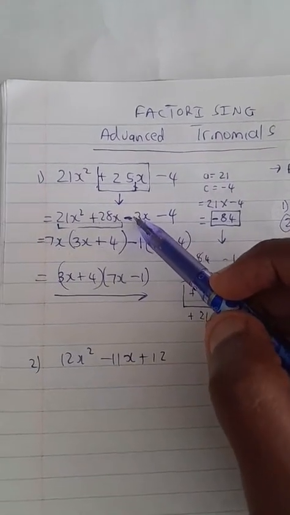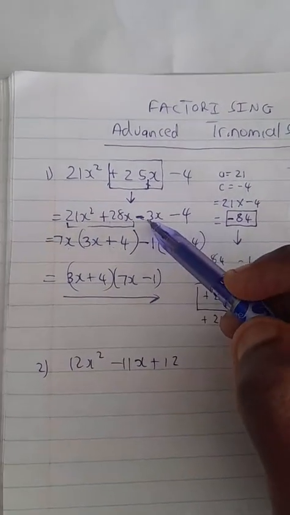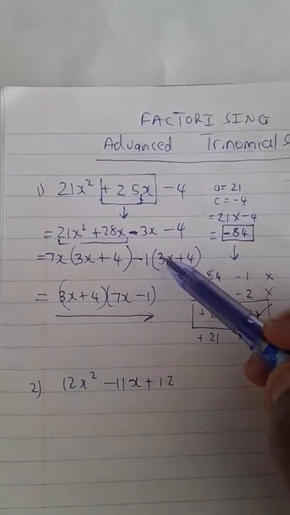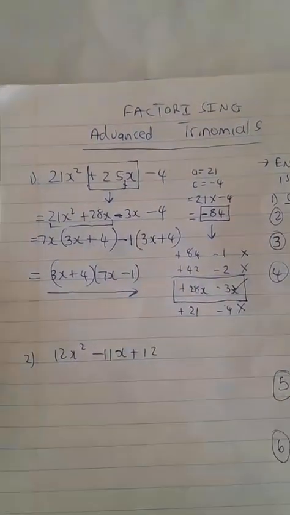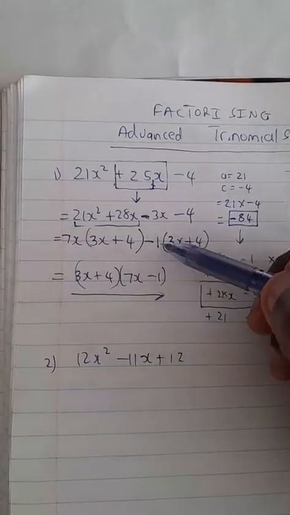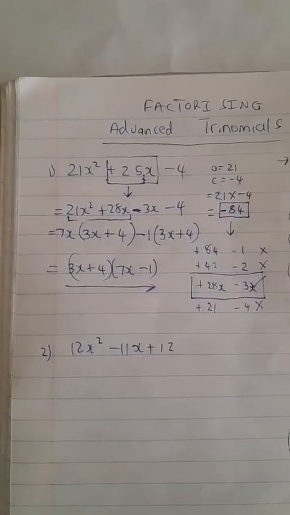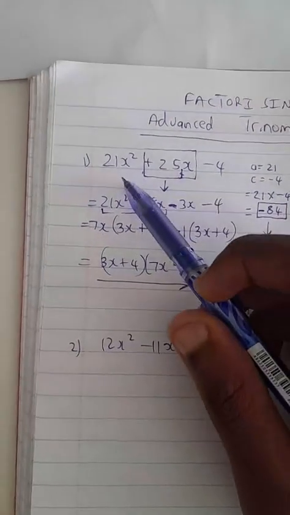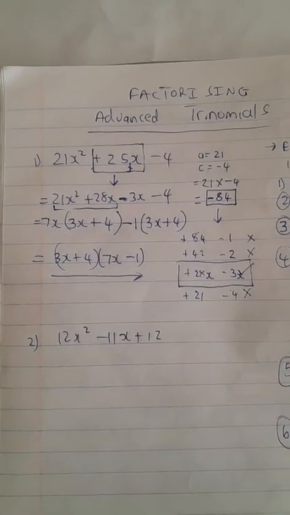Remember, if the first term of the two terms of an expression that you are looking at has a negative, you must take out the negative as the highest common factor. Then in brackets, you are left with 3x plus 4. Then, common bracket, 3x plus 4. What's left? 7x on the left. What's left on the right? Negative 1. You see, writing the negative 1 is of help, because had we just written negative, some of you wouldn't have known that it's actually negative 1. This is the factorized form of 21x squared plus 25x minus 4.